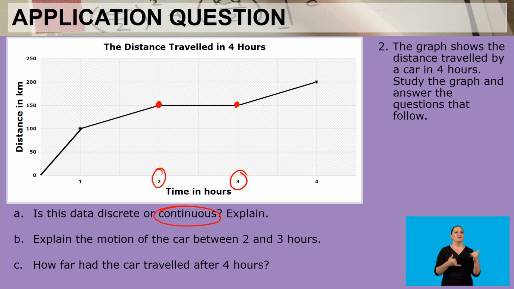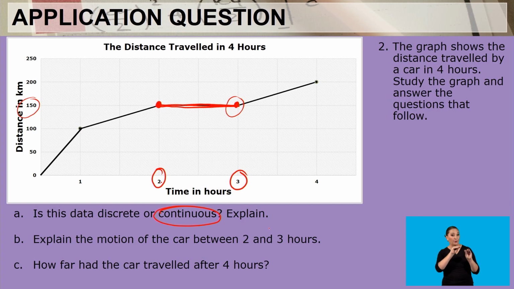Well, because our distance has remained the same, at 2 hours our distance was at 150 kilometers, and at 3 hours our distance was again still at 150 kilometers. And as we can see, the vertical values did not change, even though the horizontal values were changing. So what is the motion between the second and the third hour of this graph?